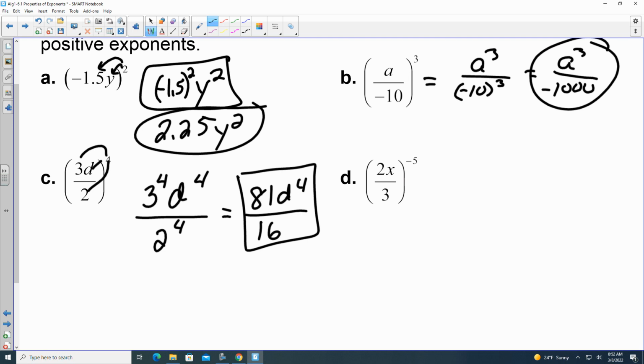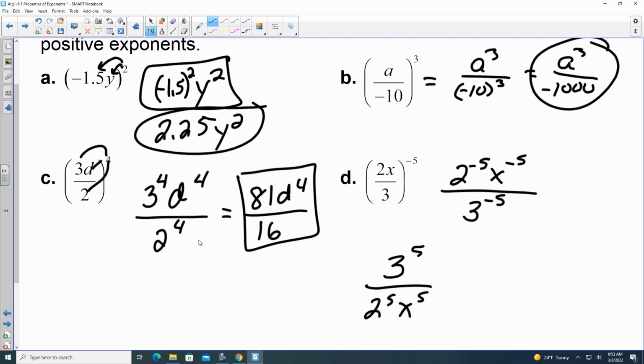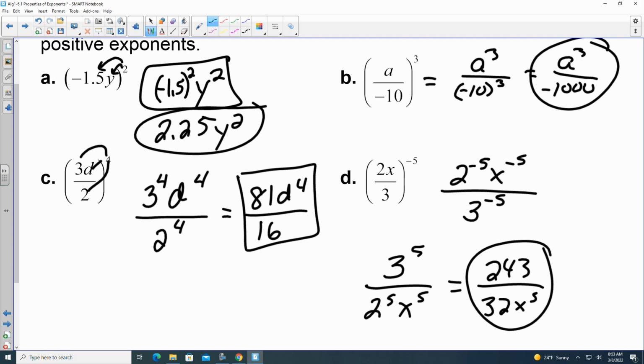And then finally for part D, I got 2 to the negative 5, x to the negative 5, and 3 to the negative 5. Now here what I would do is make everything positive. So everything in the numerator will be in the denominator, and everything in the denominator will be in the numerator. So this is going to be changed to 3 to the positive 5 divided by 2 to the positive 5, x to the positive 5. Looking at this, 3 to the fifth power is 243, 2 to the fifth power is 32, and this is x to the fifth. And I believe that is in lowest terms.